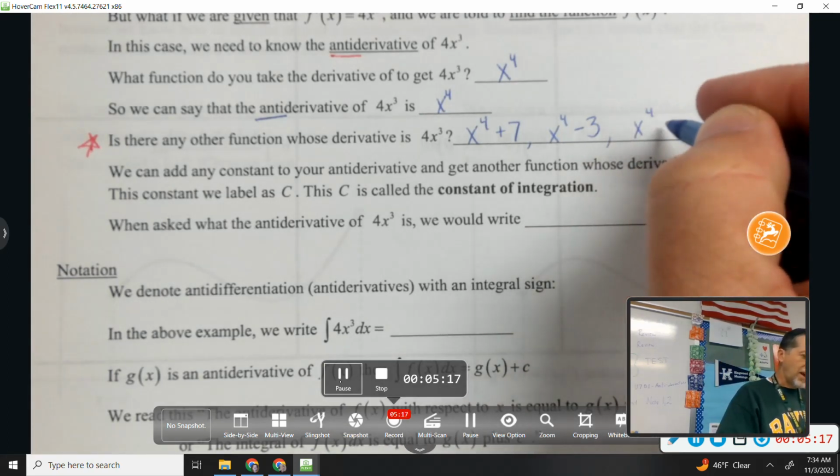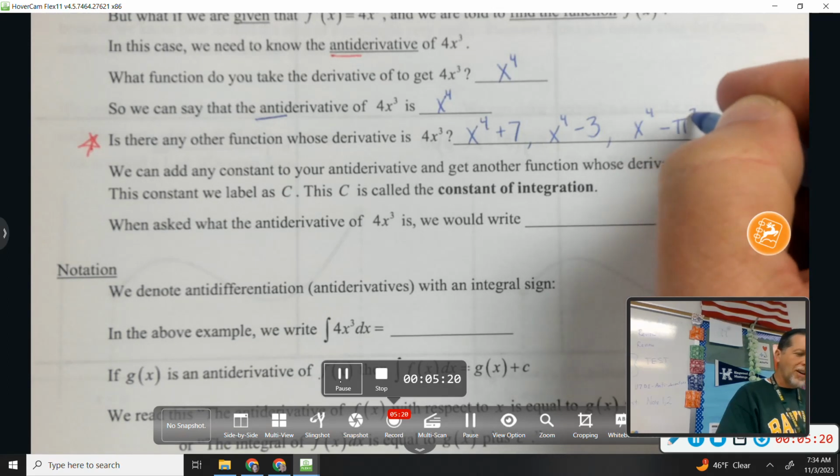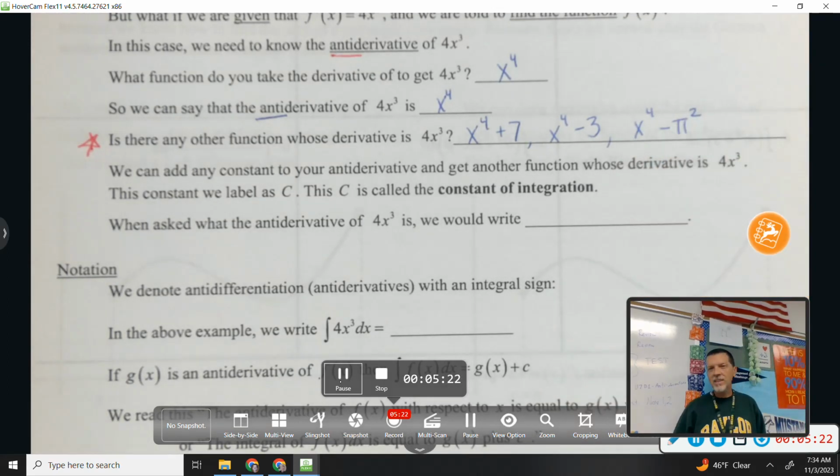And if we had x to the fourth minus, just to be kind of crazy here, minus pi squared. Pi squared is still just a number. Its derivative would be 4x cubed. And so, because constants have a derivative of 0, when we go backwards, it's like we can't recover the constant. We don't know what the constant was, because the derivative wiped it out. If you go backwards, it's lost. I don't know what it was.